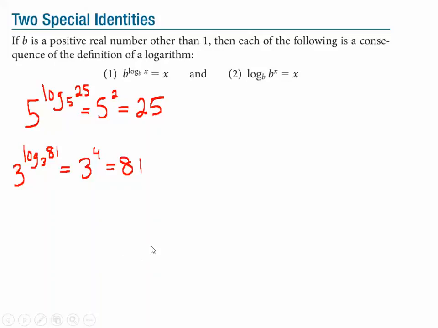So, okay, a tough one. Ready? 7 to the log base 7 of 34. Answer is? Totally possible. Can't use your calculator. See, this is where we're getting to the abstract. The answer is, anybody?